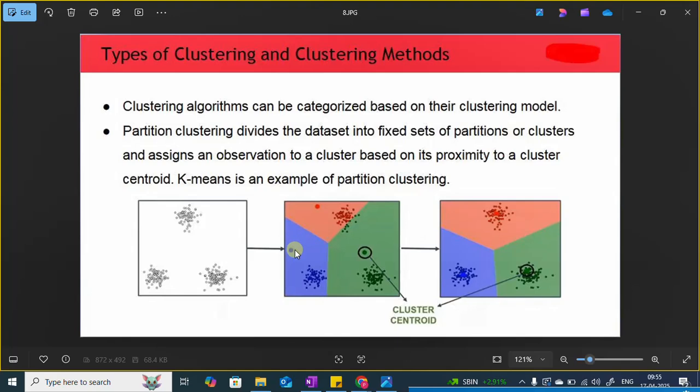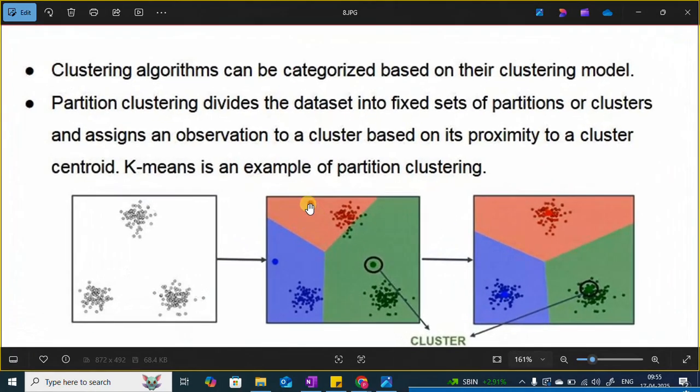Now you can see randomly I pick some data points and put them as centroids. You can see here the highlighted marks: centroid, centroid, centroid. But guys, is it really present in the center of the cluster? Let's say this one. Is it present at the edge? This is also present a little bit at the edge.